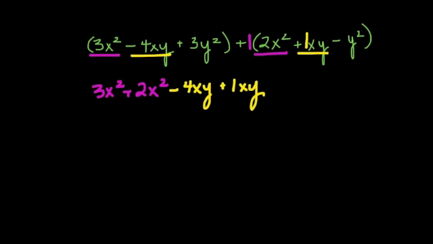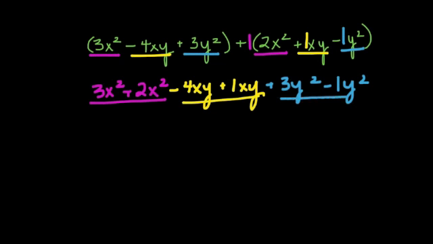And then finally, our last term in this first trinomial, we have a 3y squared. And then here I have another negative y squared. And again, that's a 1. So let's write plus 3y squared minus 1y squared. So essentially, I'm going to combine all the terms that I can together. So these two, and then finally these two.